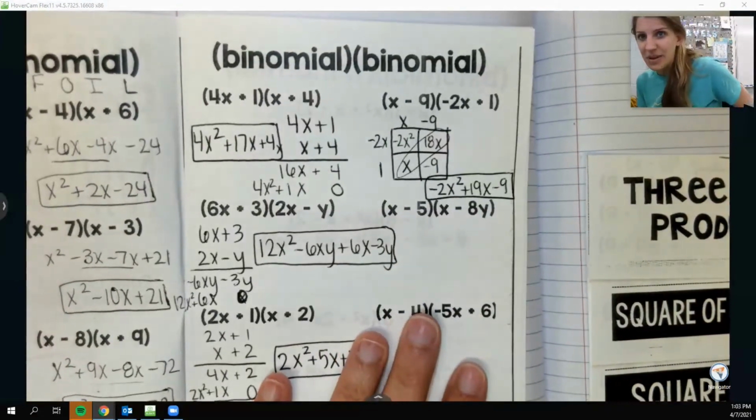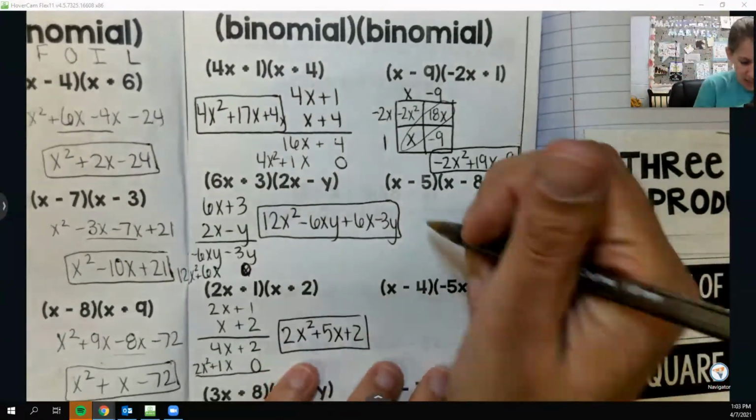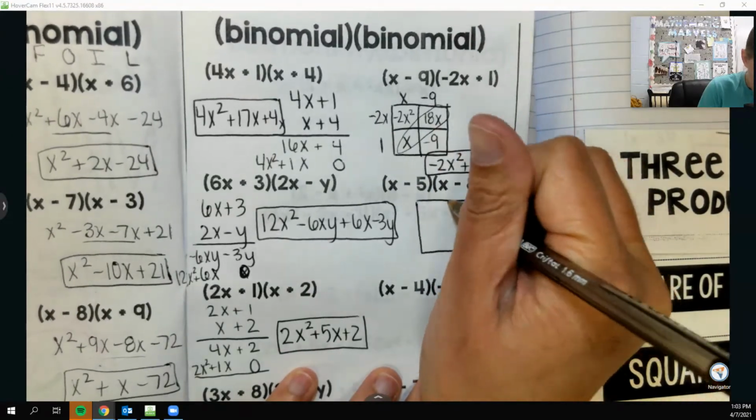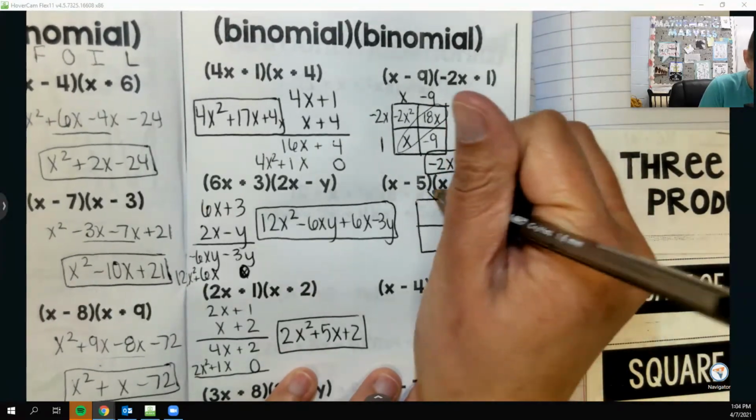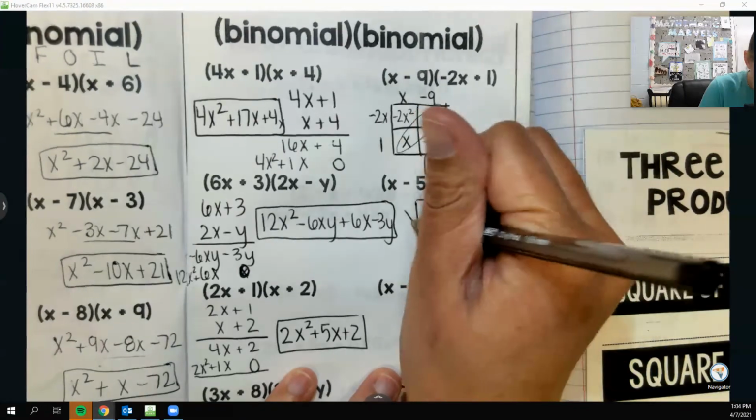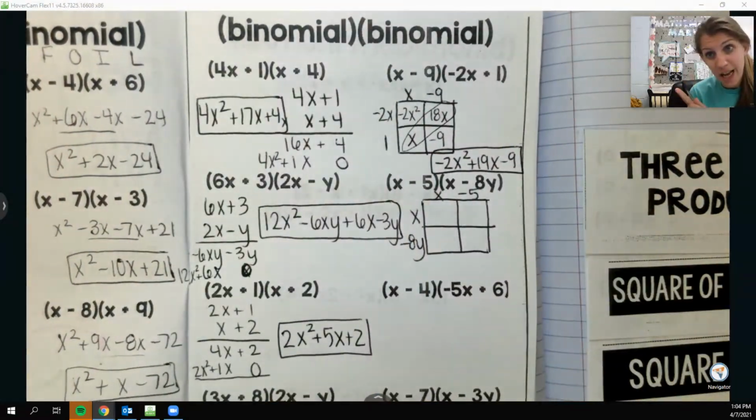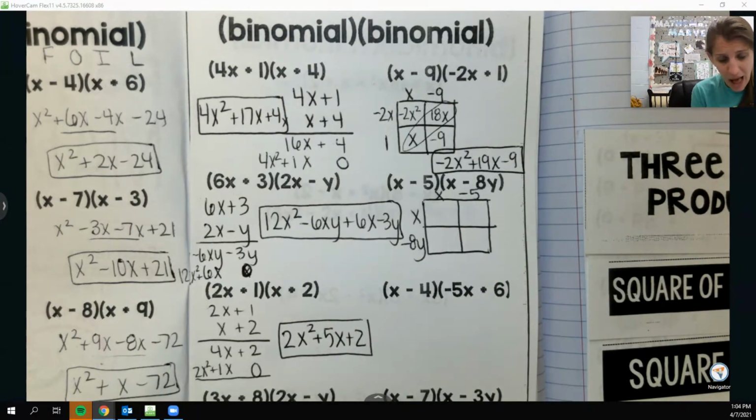Oh, I can't believe I almost forgot the box. Alrighty, setting up a box on this one. We got x minus 5 along the top, x minus 8y along the side. We're not going to have like terms because of that y.